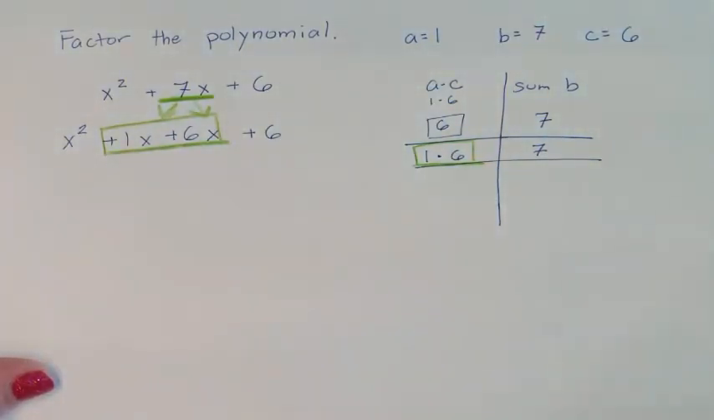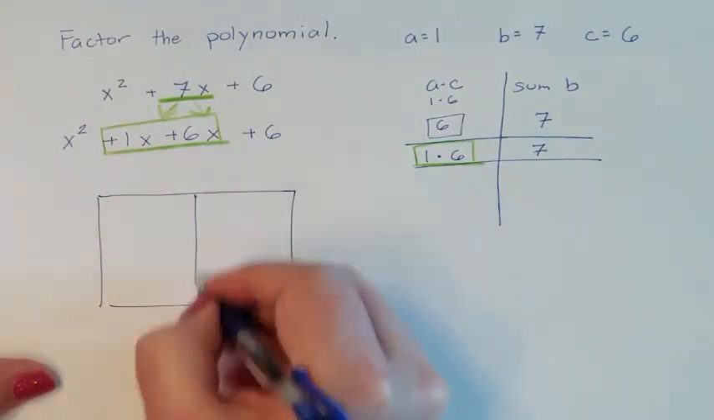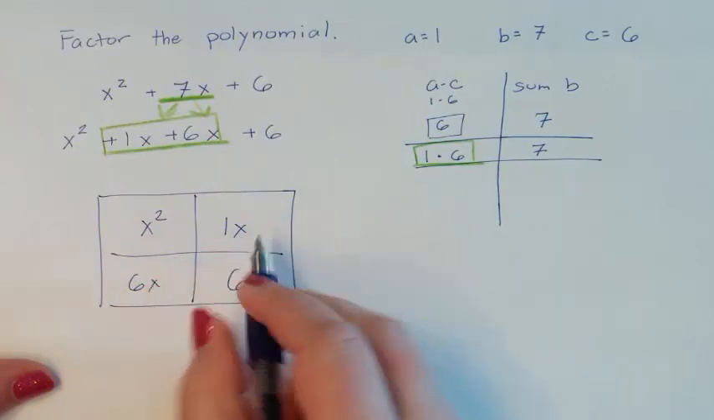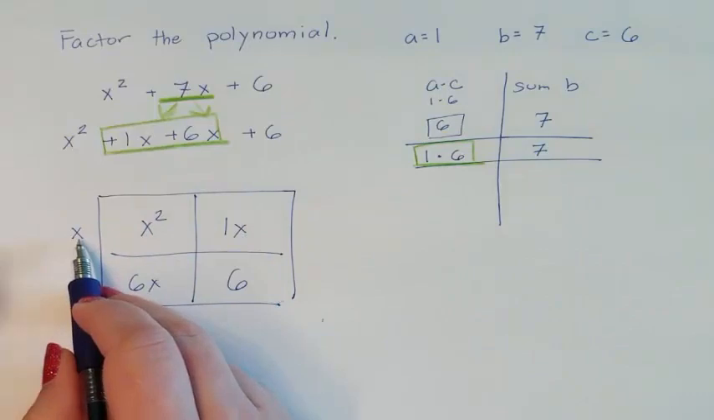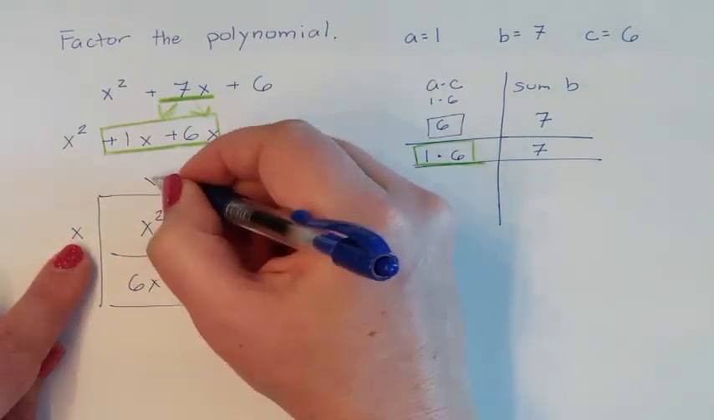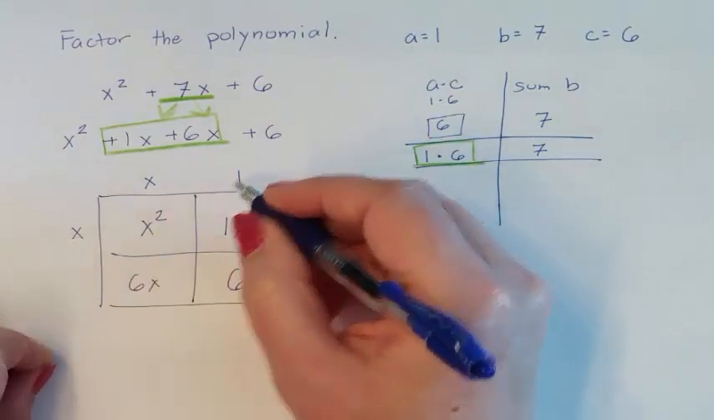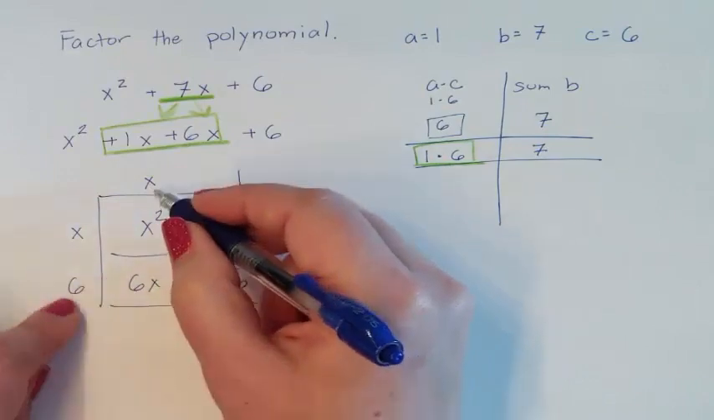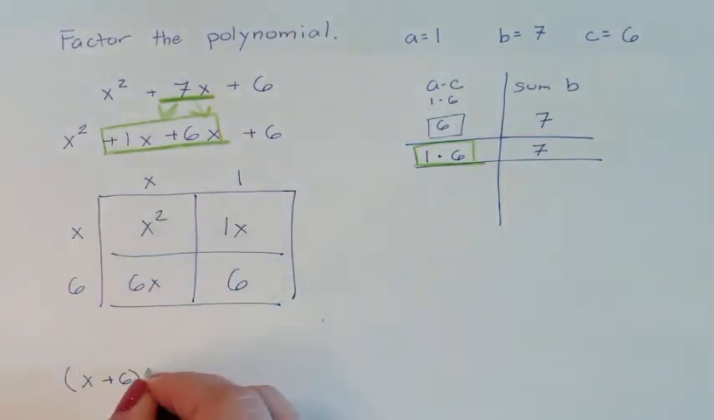Now that it's a 4-part polynomial, I can factor it using my area model. So x squared, 1x, 6x, and 6. GCF from the top is x. The minute I find the one GCF, I go around and multiply. x times x is x squared. x times 1 is the 1x. x times 6 is the 6x. 6 times x is 6x. So this side is one of the factors, and this side is the other factor.